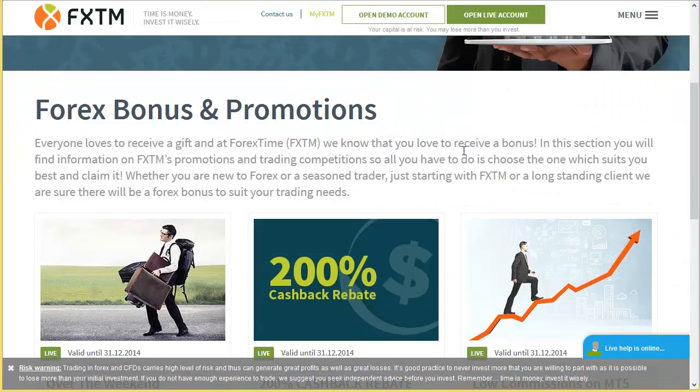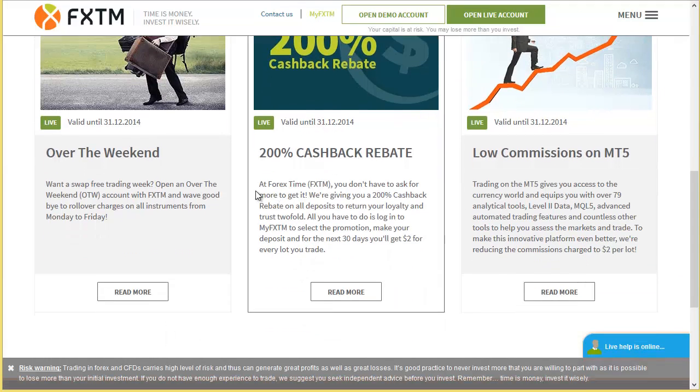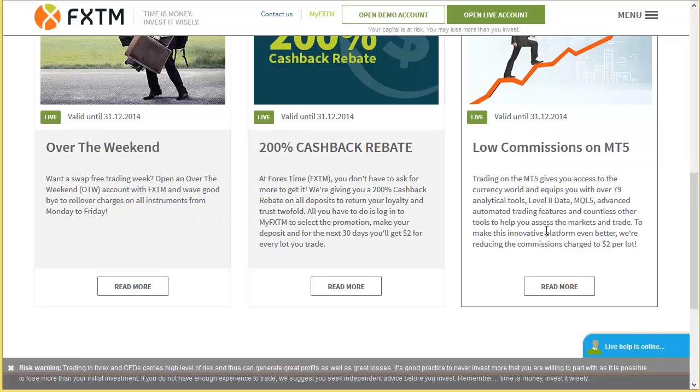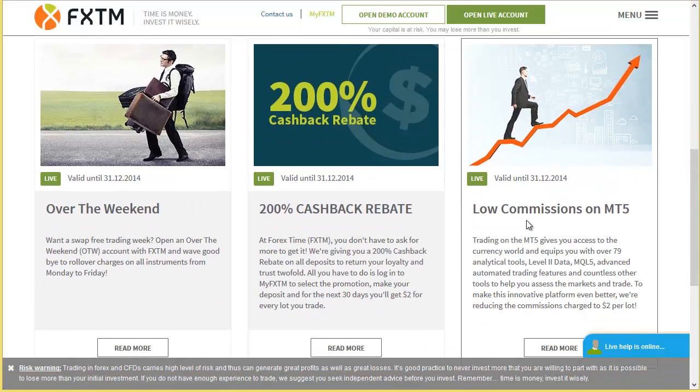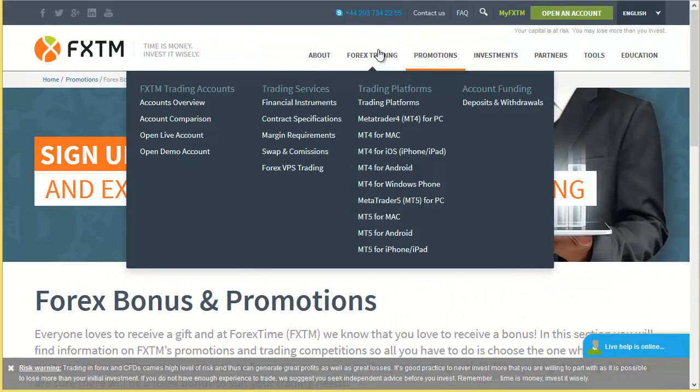There are bonuses and promotions, as I said, 200% cashback rebate. You want a swap free trading week, open over the weekend account, and then wave goodbye to rollover charges on instruments from Monday to Friday. Low commissions on MT5 if you choose a commission-based account. Now that's another thing too. We do have quite a bit of different types of trading accounts here at Forex Time.